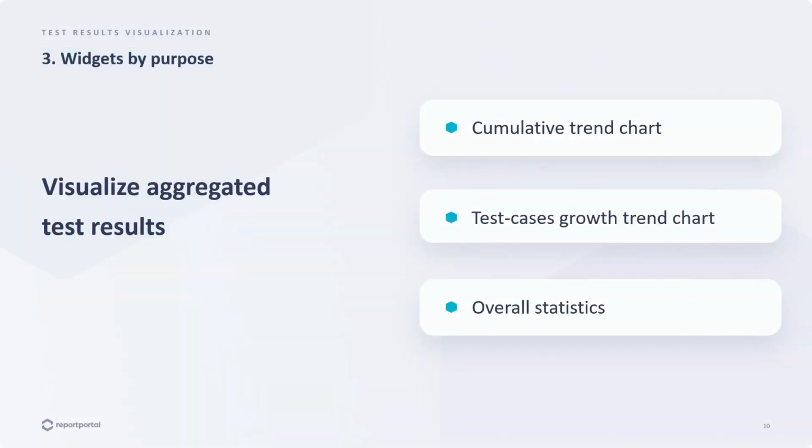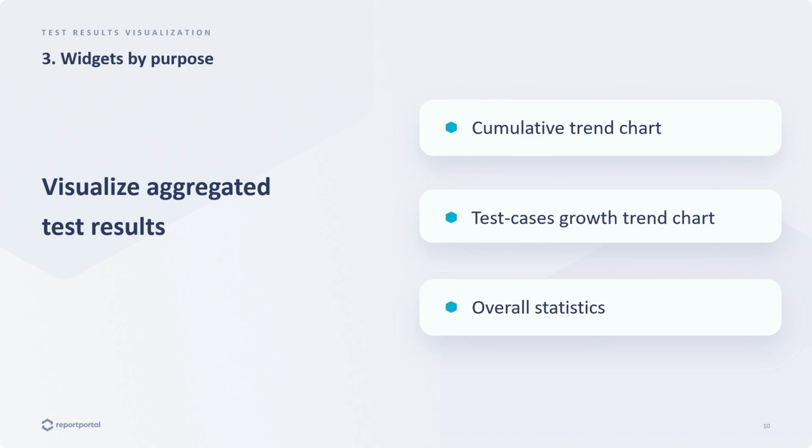Here we will discover how to get the aggregated analytics from several launches. There are also three useful widgets. The first one, cumulative trend chart. This widget displays the growth trend of summary statistics for launches with the same attribute key. And it is easy to track changes in the test results, for example, from one build to another.